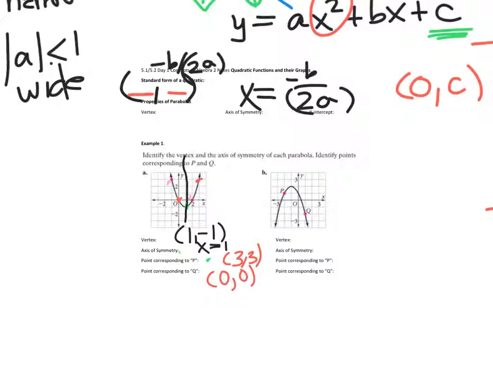When you figure out the corresponding points, you want to draw your line of symmetry. So this vertex is going to be at (-1, 2). The axis of symmetry is going to be the equation x equals -1. A point that corresponds to P is going to be (0, 1). And a point that corresponds to Q is going to be (-3, -2).